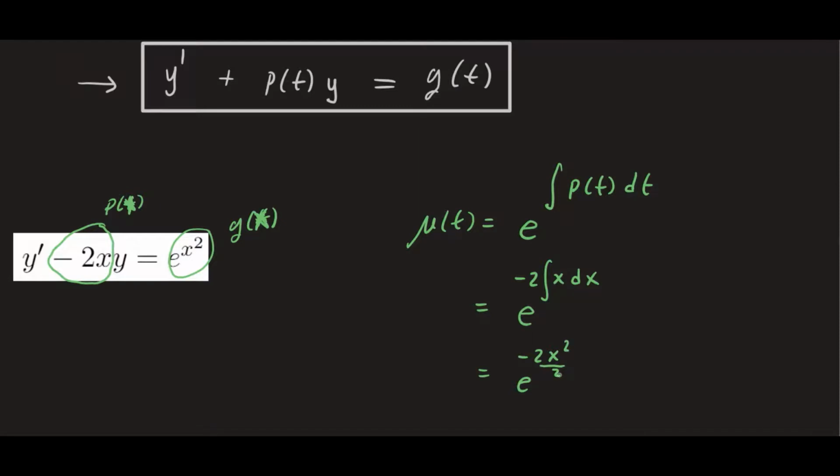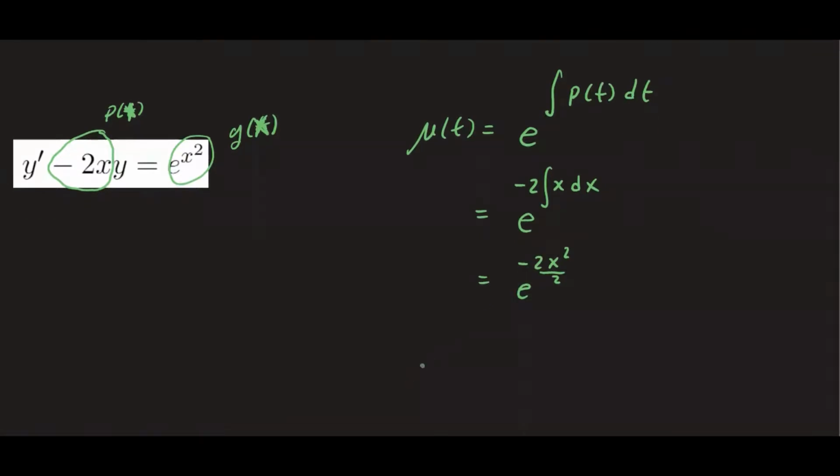And of course there is a plus c, but we're going to tag that in at the end of the problem. Then if I simplify this, my mu of t, or in this case mu of x, is equal to e to the negative x squared. So that's our mu of x.